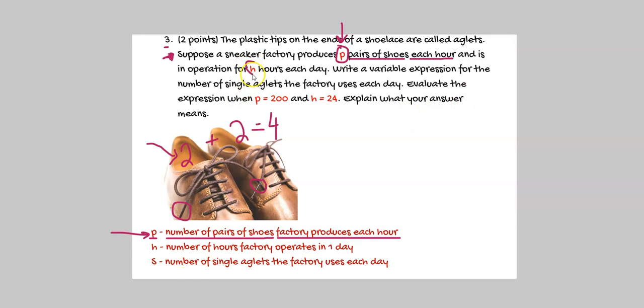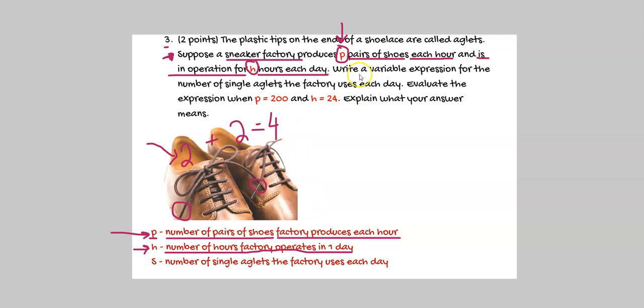Then we have a variable H. It stands for some hours each day. That is, the sneaker factory is in operation how many hours? 8 hours each day. So we write down H stands for the number of hours the factory operates in one day, or we can say each day, that's fine, or in one day.